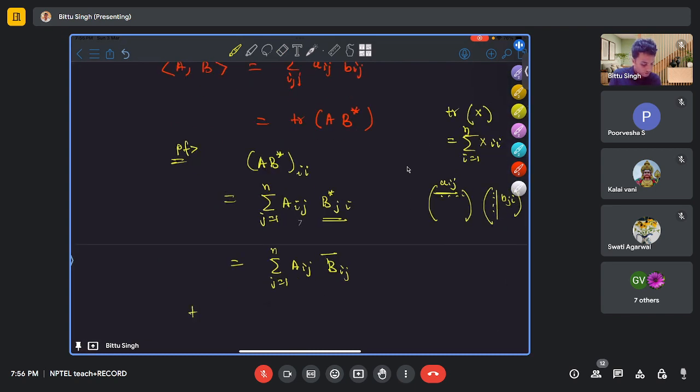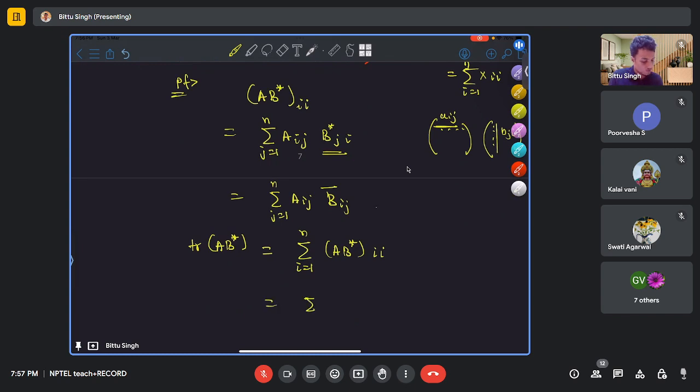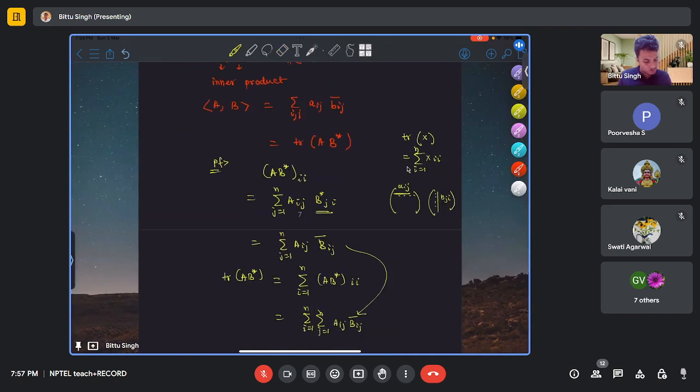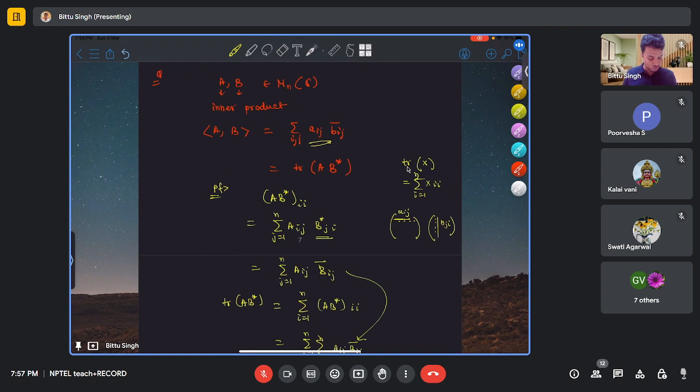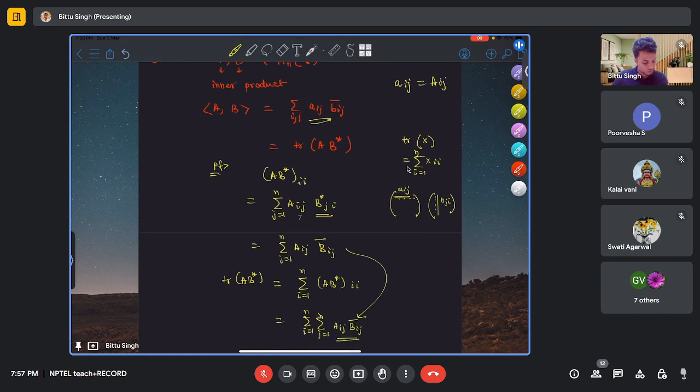Now, what is the meaning of trace? Trace of A B star is the sum of all the diagonal entries of A B star, i equal to 1 to n. If you put it here, this is the sum over i equal to 1 to n, then j equal to 1 to n, of a_ij b_ij bar. And here you can see this matches the earlier definition. Though we have denoted it by two different notations, this a_ij is the same as capital A_ij. There are different notations for matrix entries, but those are actually the same.